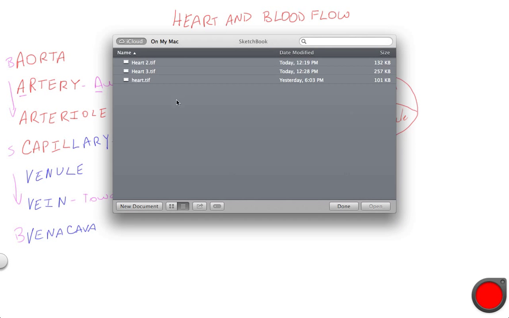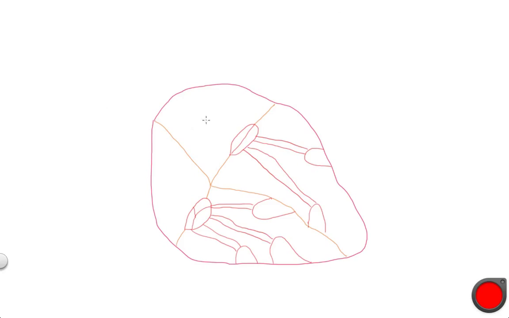So let's go into a little bit more detail. All right? Here we have a little bit more anatomically correct heart, and let's just label the chambers again so we know what we're looking at. So here we have the left atrium and the left ventricle, and over here we have the right atrium and the right ventricle.